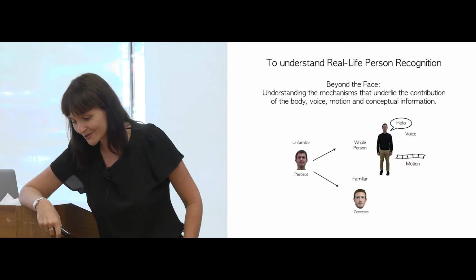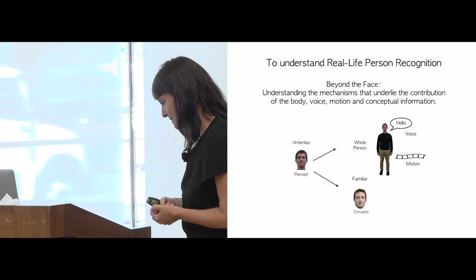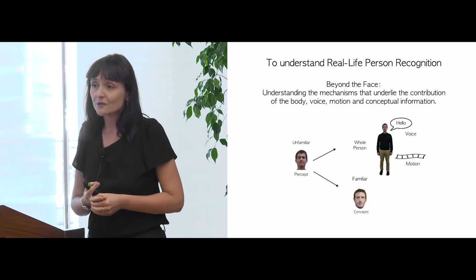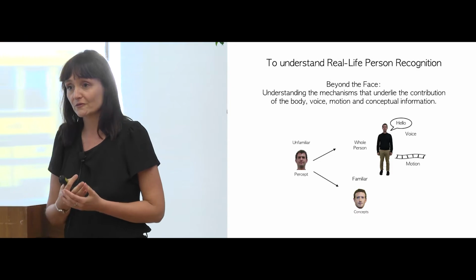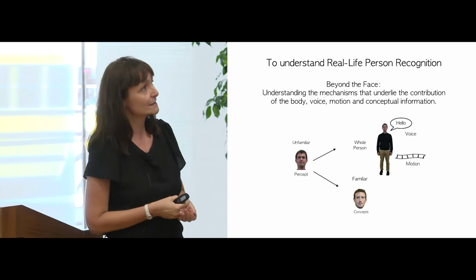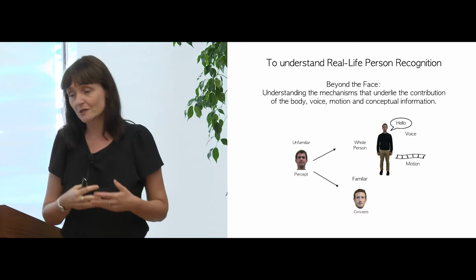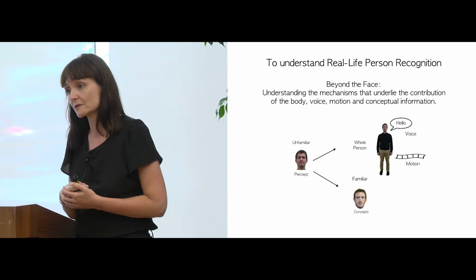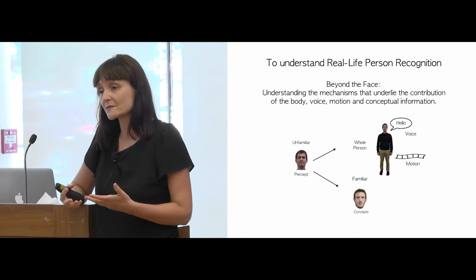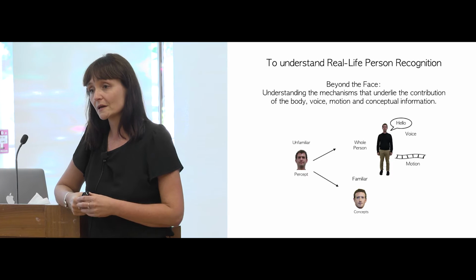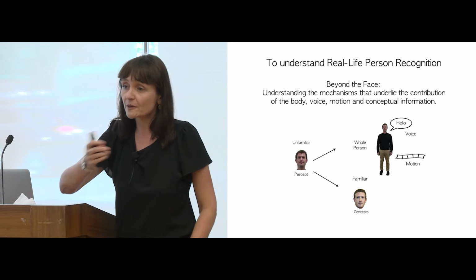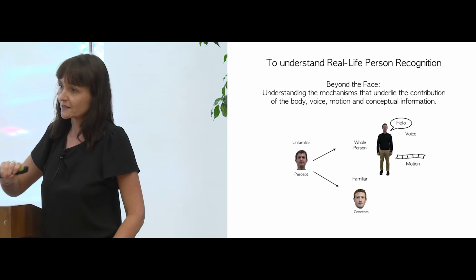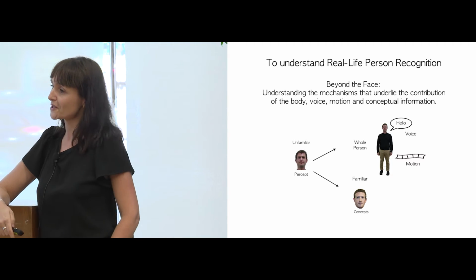Okay, so I think I'm done. What I tried to do today is to convince you that in order to understand how we recognize people in real life, we need to also consider other sources of information that we have about the person. That includes the body, the voice, and motion, beyond the face. And when you get to familiar faces, it's important also to consider the fact that familiar faces are actually concepts that are associated with conceptual information, and that this conceptual information may also play an important role both in face learning and in face recognition. And that's it. Thank you.